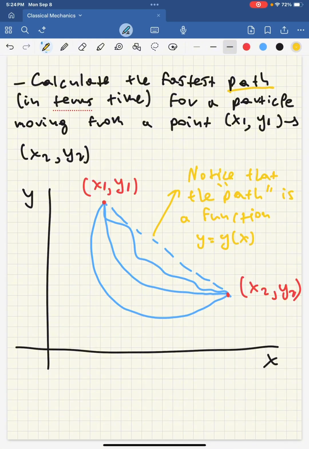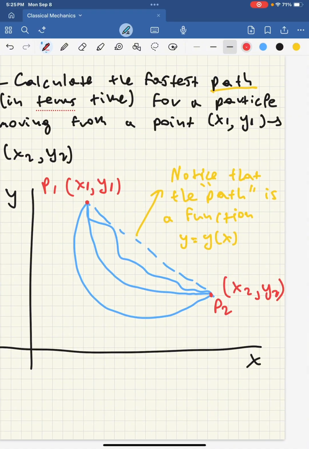Okay, so the path is a line. We're trying to find the equation of a line along which a particle will travel the fastest between the point with coordinates x1, y1 and x2, y2. Maybe it's better to say p1 and p2.